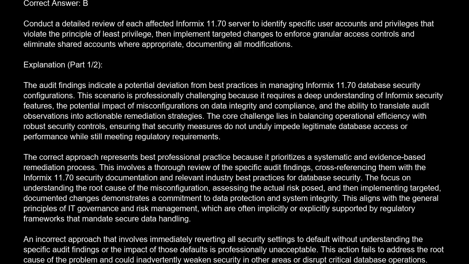The correct approach represents best professional practice because it prioritizes a systematic and evidence-based remediation process. This involves a thorough review of the specific audit findings, cross-referencing them with the Informix 11.70 security documentation and relevant industry best practices for database security. The focus on understanding the root cause of the misconfiguration, assessing the actual risk posed, and then implementing targeted, documented changes demonstrates a commitment to data protection and system integrity. This aligns with the general principles of IT governance and risk management, which are often implicitly or explicitly supported by regulatory frameworks that mandate secure data handling.